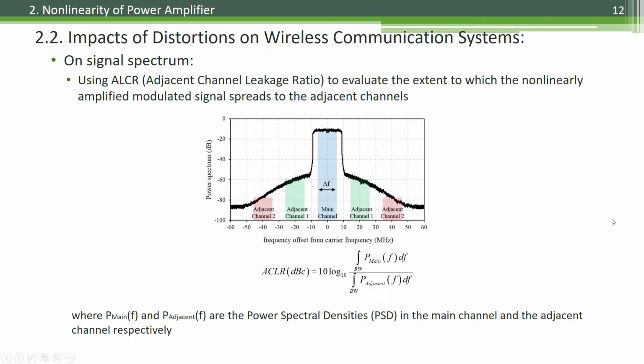We can use the adjacent channel leakage ratio to evaluate the impact on the signal spectrum. The ACLR formula is here, and the higher the value, the greater the impact.